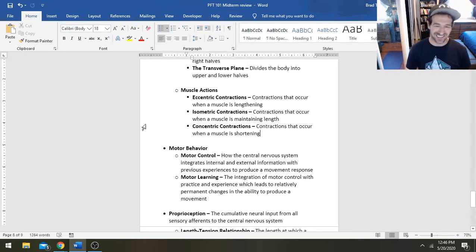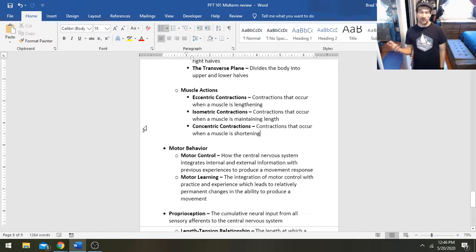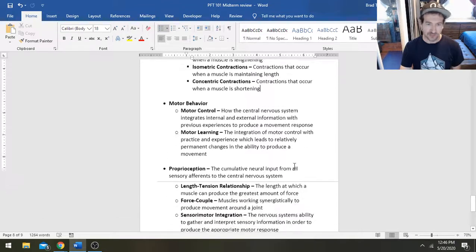And then we got our concentric contractions, which is when a muscle is shortening. So if a muscle is overcoming a resistive force, if I've got 10 pounds in my hand, but I generate more force than that, I'm going to be able to overcome that 10 pounds because my muscle is shortening. That's going to be a concentric contraction. Whenever a muscle is acting as an agonist, it is concentrically contracting.